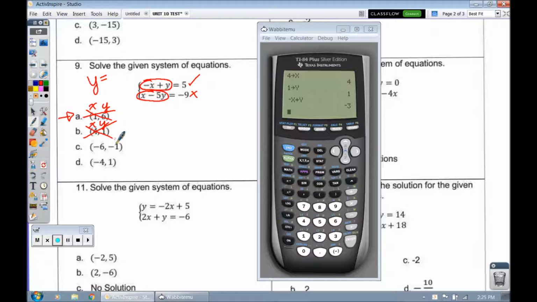Let's go down to letter C. Let's store these guys here in the calculator. -6, store to x.